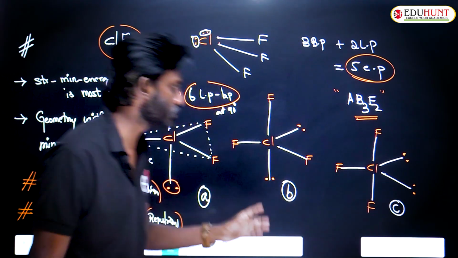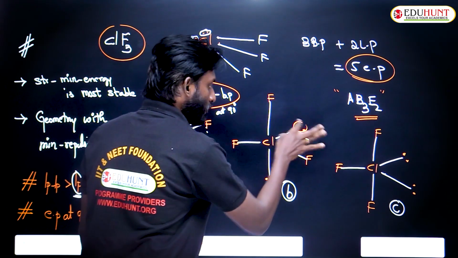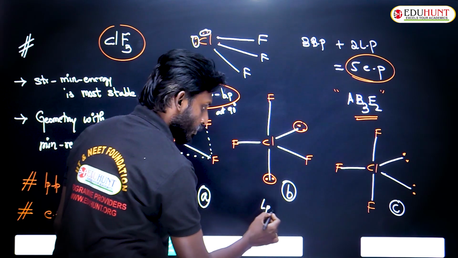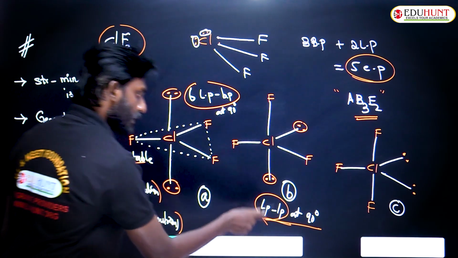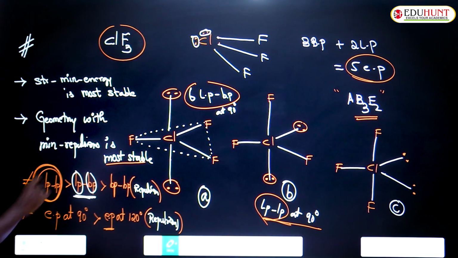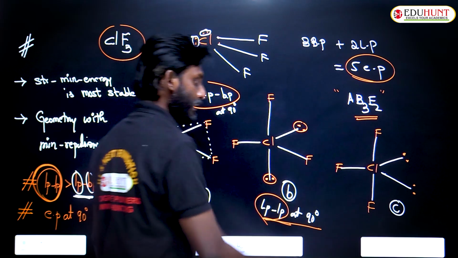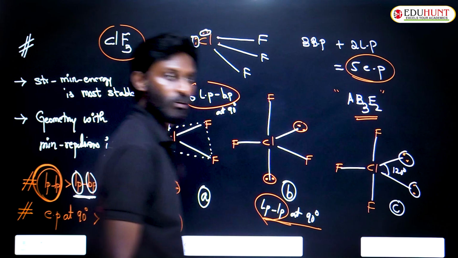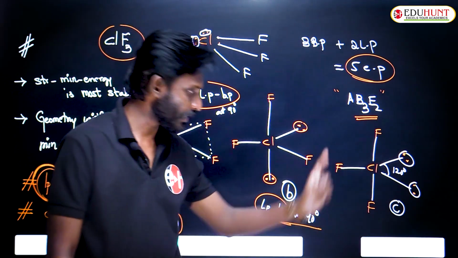Now compare these two. It's going to be very simple. See what happens here. Here there is one lone pair, lone pair repulsion at 90 degrees, and you know very well that lone pair repulsion is the highest. It has higher repulsive power. But here, the same lone pair repulsion is at 120. They are very far away. That is going to be stable.